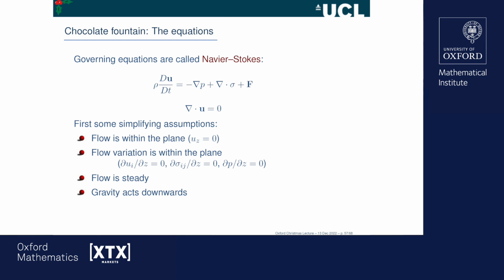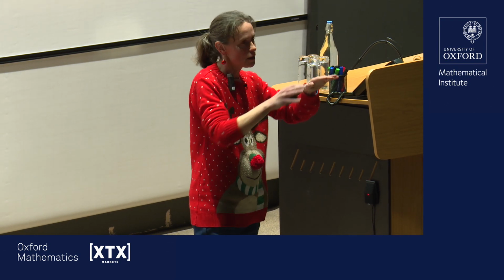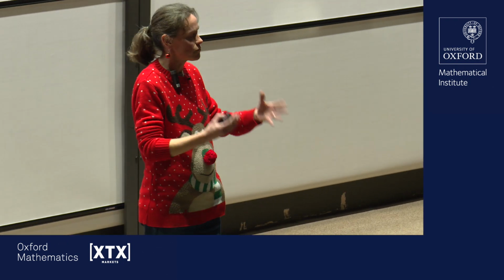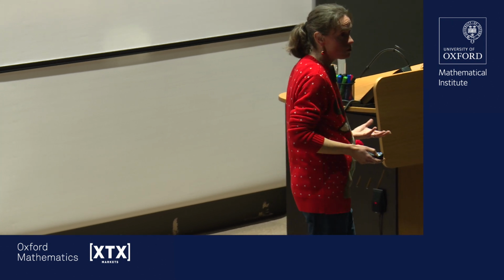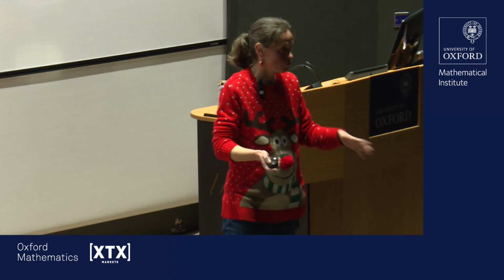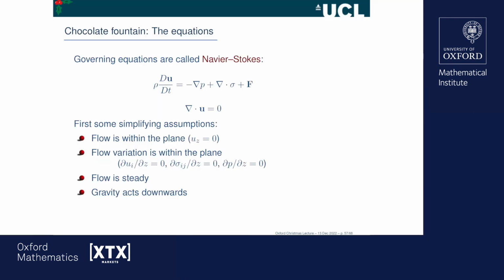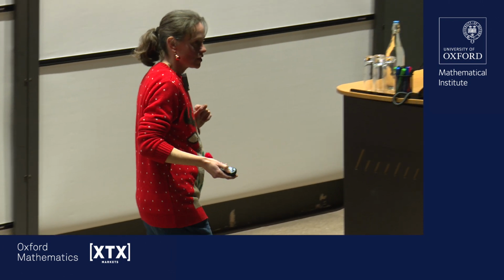It says that however much chocolate you've got, you keep that much chocolate. And again, I need some more simplifying assumptions. So I'm going to assume that if I'm flowing down the dome, I never start going that way or that way. Everything stays within the plane. The flow variation also stays within the plane. I'm going to assume that it's been going long enough that I'm looking at steady flow. So I look at the long time flow, not the beginning bit. And the least debatable of those assumptions is that gravity points down. With those built in, these are my governing equations.